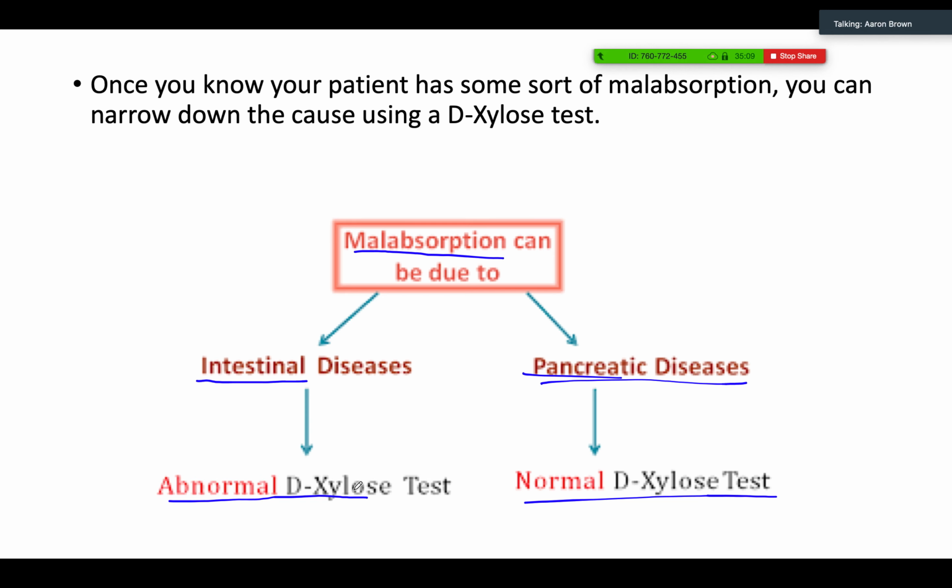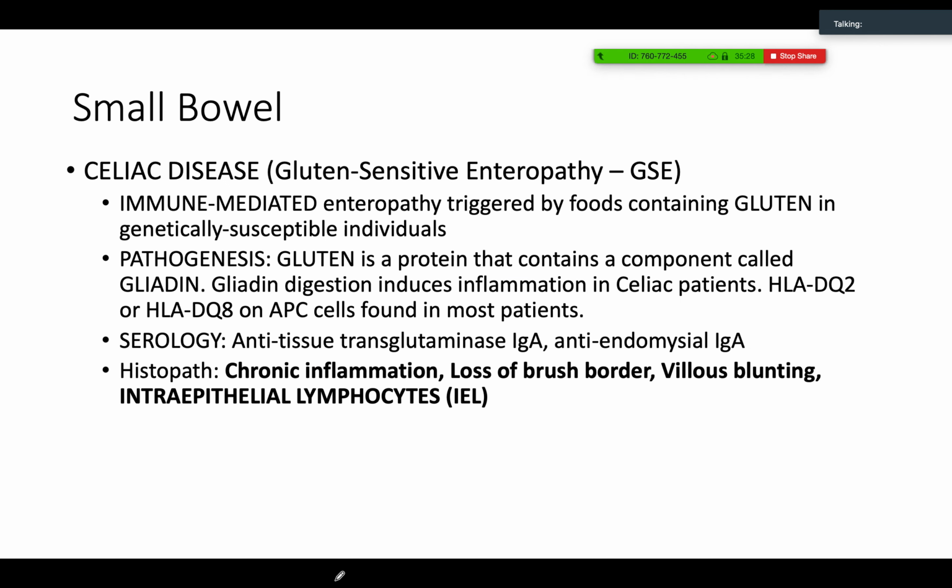So you can think about Whipple disease. You can think about celiac sprue. A lot of these diseases affect the lining of the intestine rather than the pancreas. The pancreas is completely fine if you have an abnormal D-xylose test. Okay? Excellent. So moving on to celiac disease.